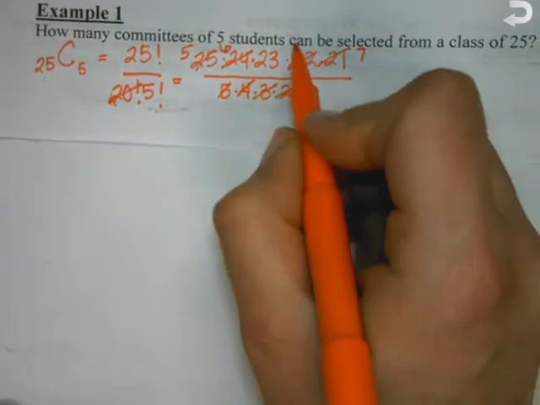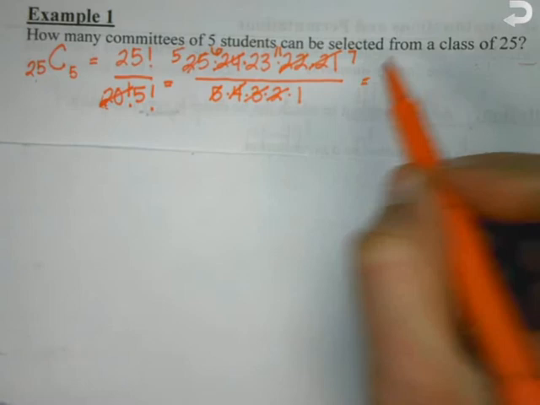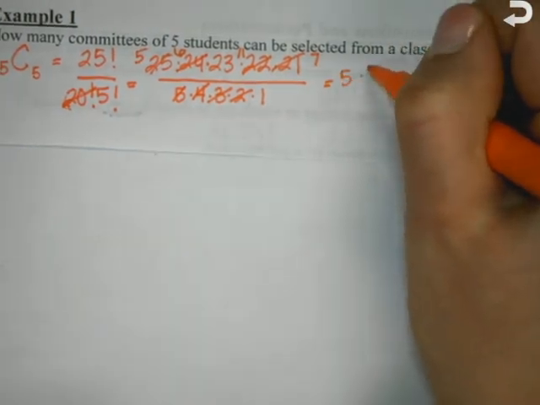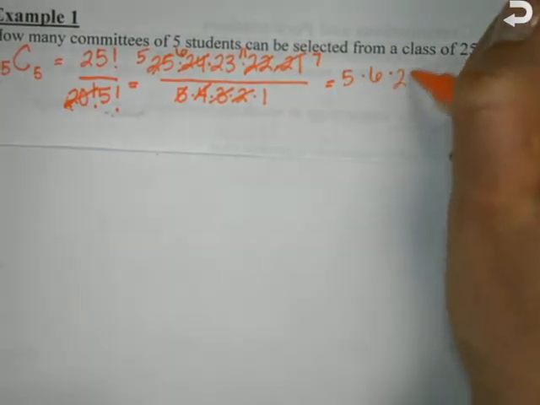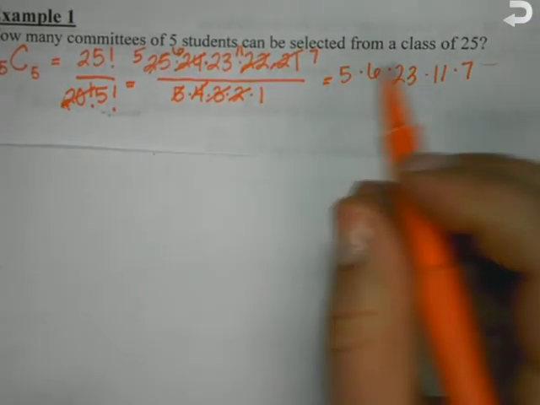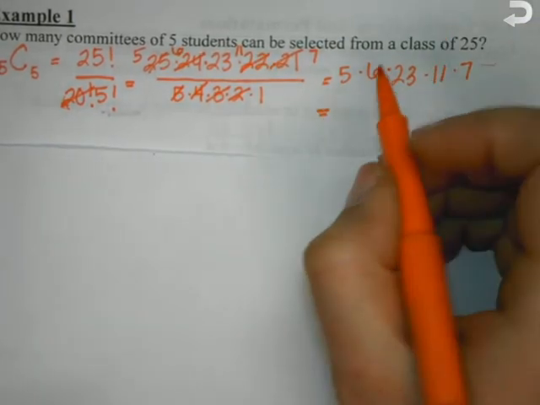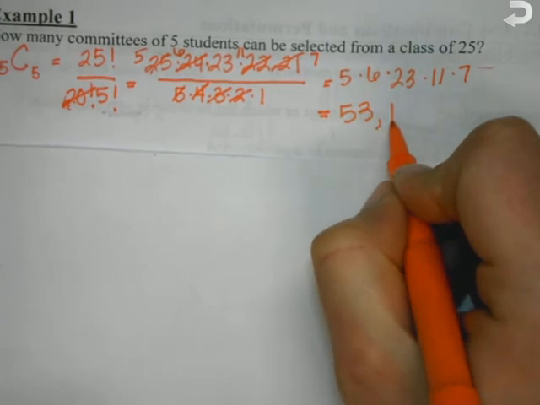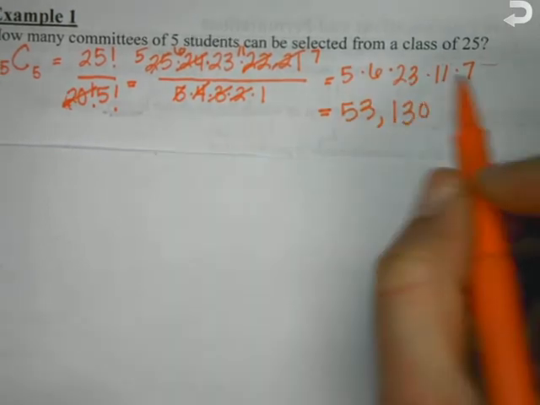5 times 6 times 23 times 11 times 7, which gives me 53,130. You may use a calculator, however, I still need to see this amount of work.